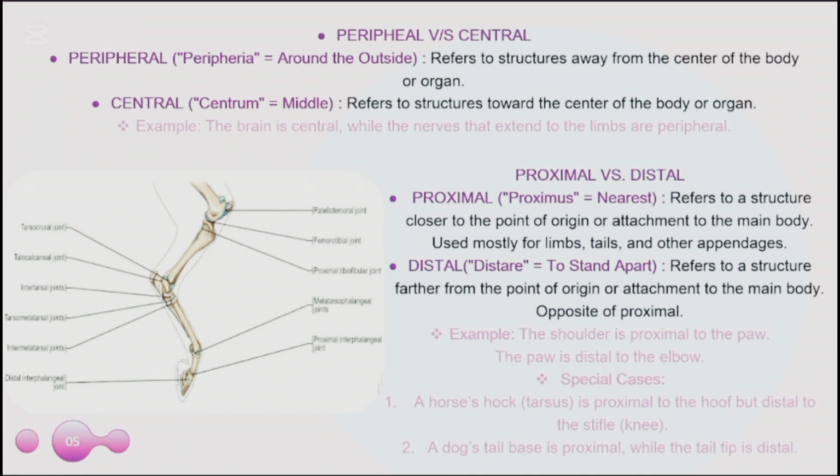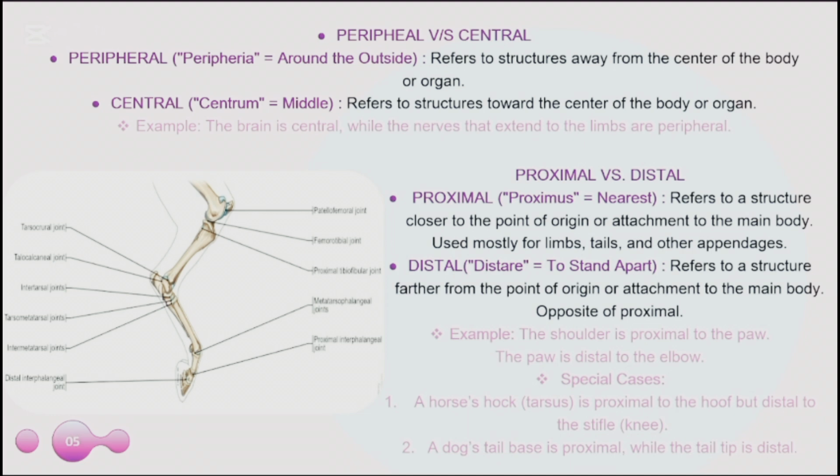Peripheral versus central. Peripheral, derived from the word peripheria, that means around the outside, refers to the structure away from the center of the body or organ. Central, derived from the word centrum, that means middle, refers to the structure towards the center of the body or organ. For example, the brain is central, while the nerves that extend to the limbs are peripheral.